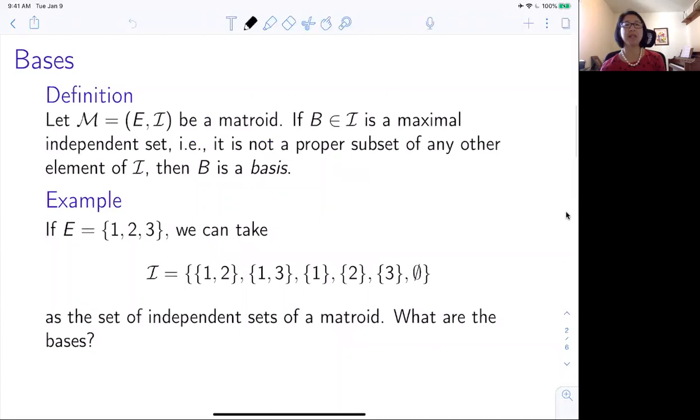Okay, so if I have a matroid M, and its ground set is E, and I is a collection of subsets of E that we call the independent sets, then we define an element B of I to be a basis if it's a maximal independent set. In other words, it's not a proper subset of any other element of I.